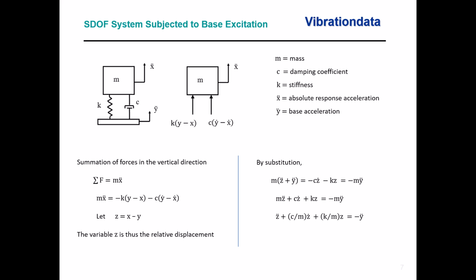And then y dot is the base velocity, and x dot is the absolute velocity of the mass for its response. Newton's law, sum the forces in the vertical direction, and we come up with this intermediate equation of motion, which, by the way, we usually cannot solve because the input is base acceleration y double dot. And on the right-hand side, we've got y dot for base velocity and y for base displacement.